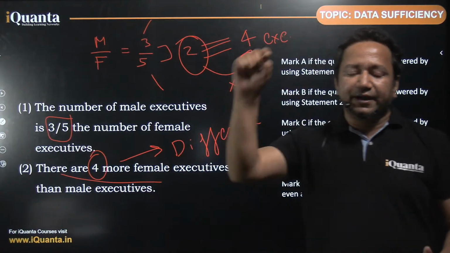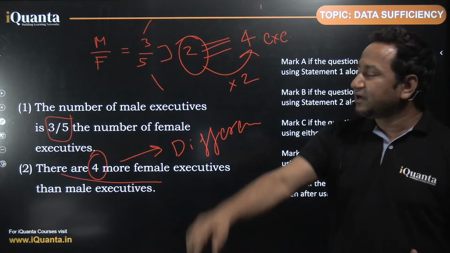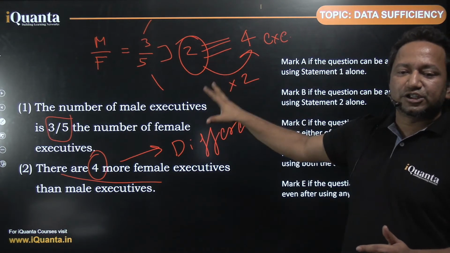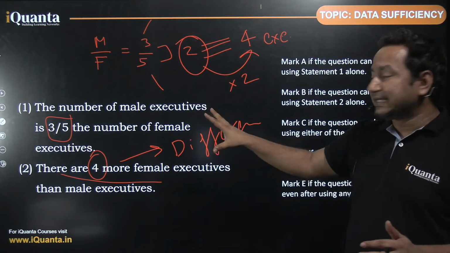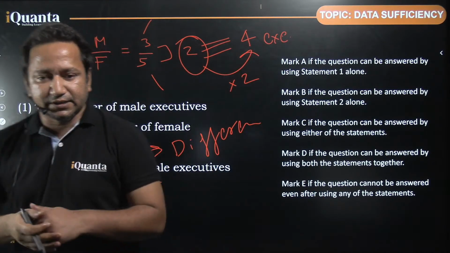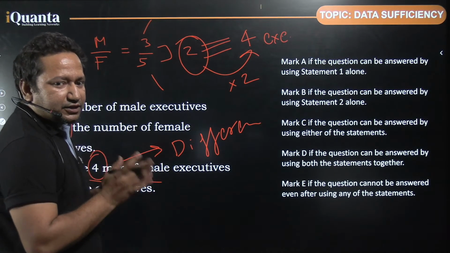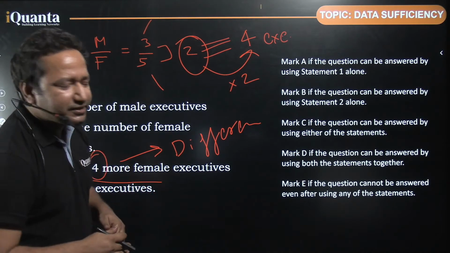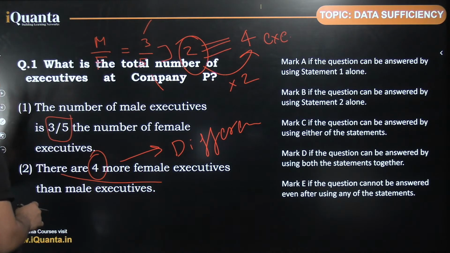As I said, data sufficiency wants you to realize whether the solution is verifiable or can be found or not. So we have solved this. I hope this is clear to you. This question was not about solving. This question is about making you understand what data sufficiency requires from you. Going to the next one.